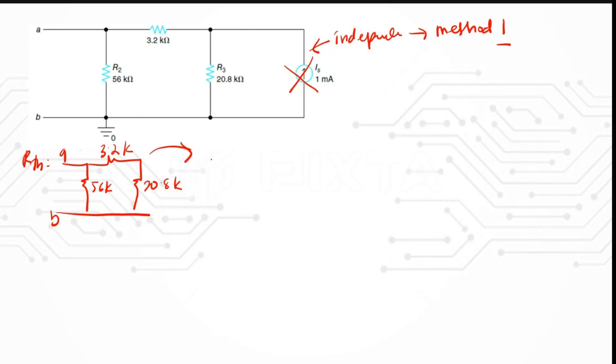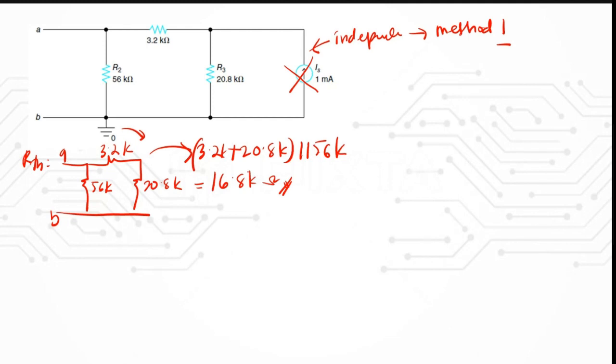And then you can calculate your RTH starting from this side, because your terminal is here. So you will have the parallel resistor, which is 3.2K plus 28K, and then it's going to be parallel with 56K, which is going to be equal to 16.8 kilo ohm. So your RTH is equal to 16.8 kilo ohm.